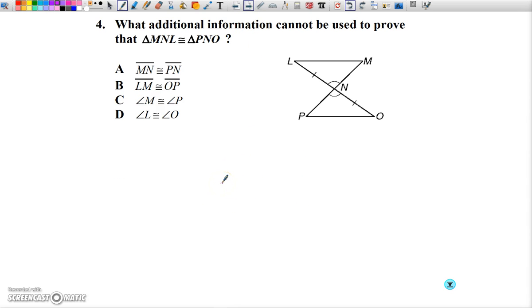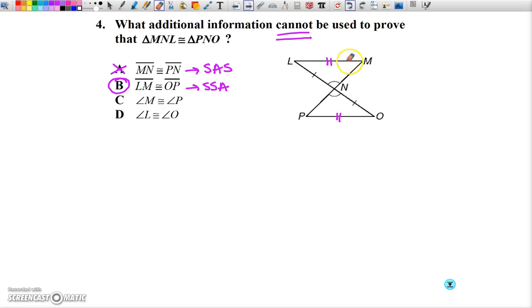All right, number 4. Which one cannot be used to prove that these triangles are congruent? Well, let's see. If we do MN congruent to PN, that would be side, angle, side. That would make them congruent. So that one's not going to work. So A is out. If we take LM and make it congruent to OP, so LM and OP down here, we have side, side, angle. And that one, remember, if you spell it the other way, that would be your answer. It's not going to work.